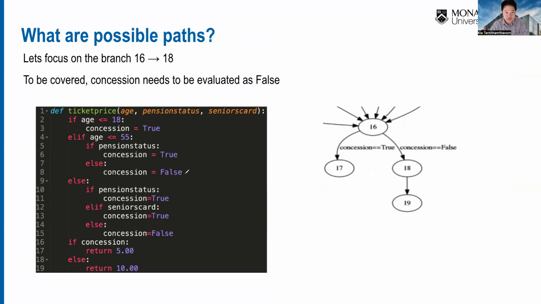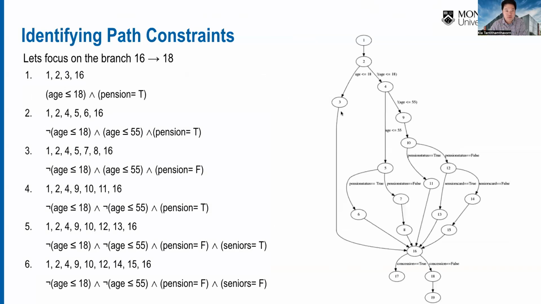The concession will be false if we reach line number 8 and line 15. So what we need is these two test cases. This is line number 8 and this is line number 15. If the input of the program follows these conditions, then we can reach the concession as false.